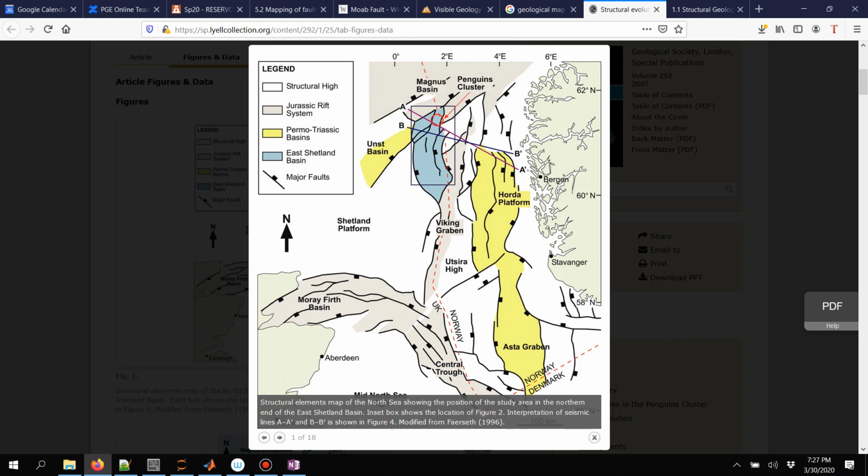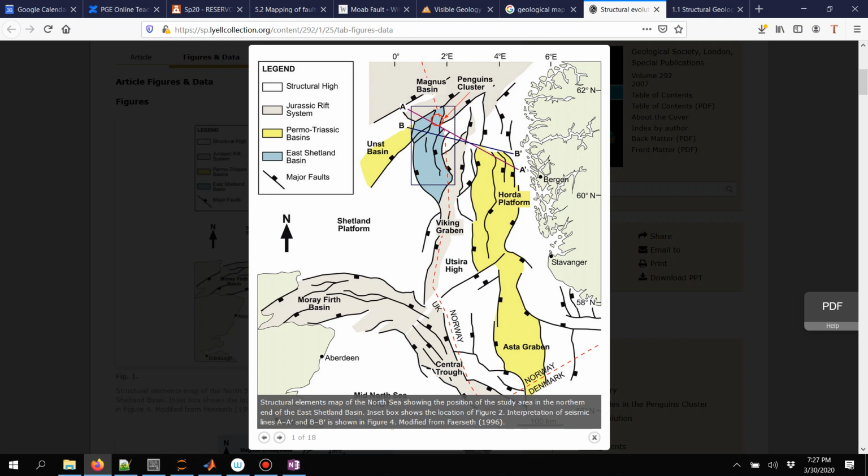For example, in this particular place, we know that because this fault is dipping towards the northwest, this part is the foot wall and this one is the hanging wall. And if we go and look at this fault, we know that this one is dipping southeast and this one is the foot wall and this side is the hanging wall.